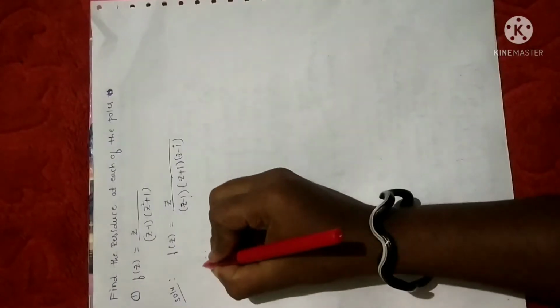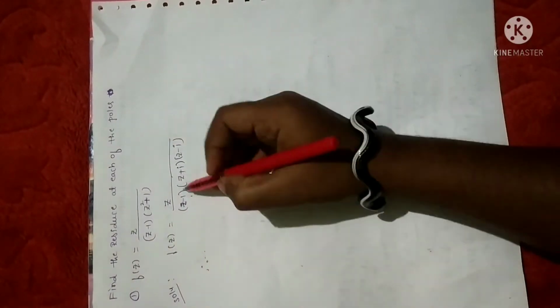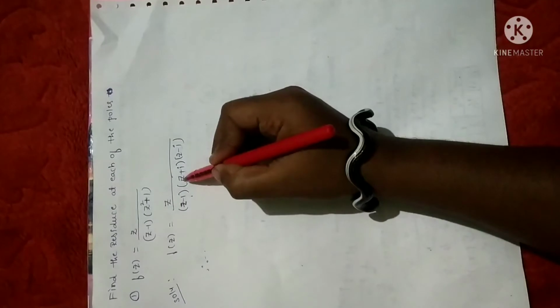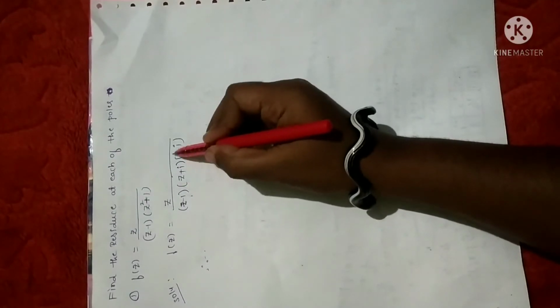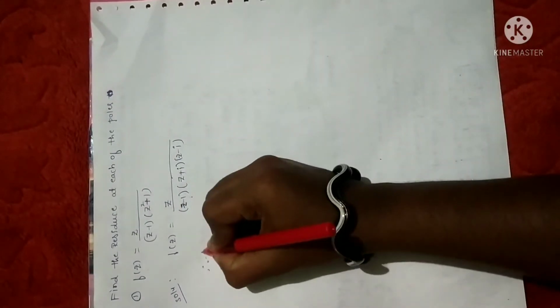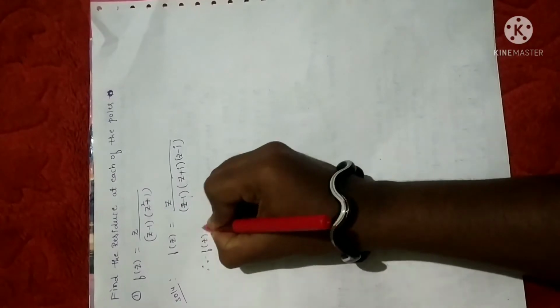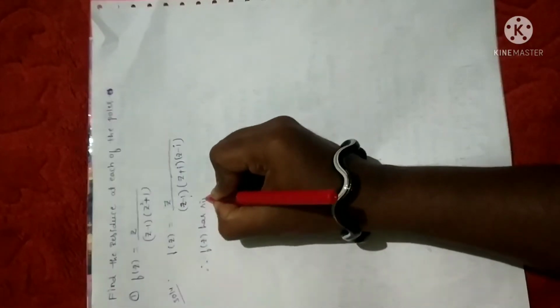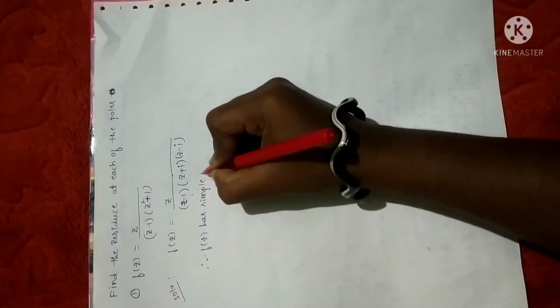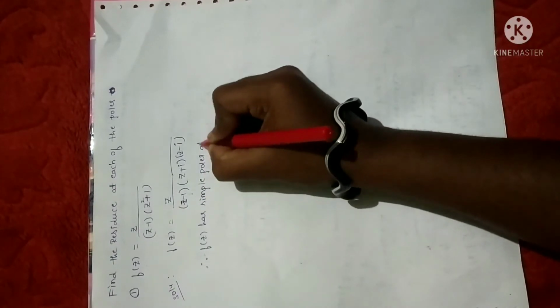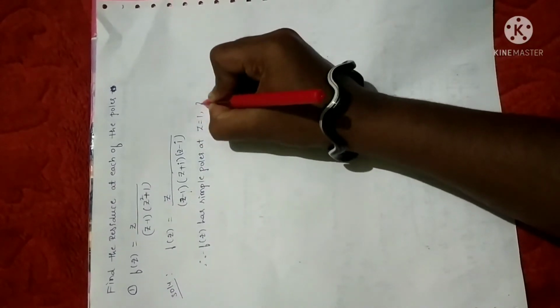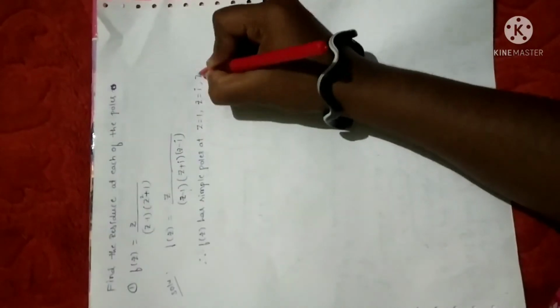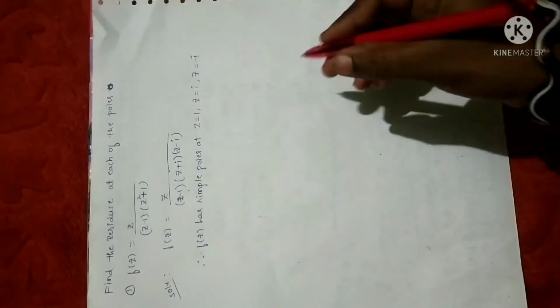Therefore, I can write that the function f of z has simple poles at z is equal to 1, z is equal to minus i and z is equal to plus i. I'll just write the statement so that you will understand well. Therefore, f of z has simple poles at z is equal to 1, z is equal to plus i and z is equal to minus i. If you want, you can cross check it.